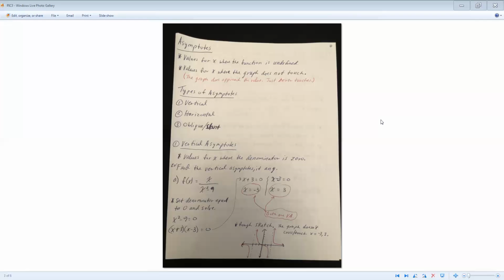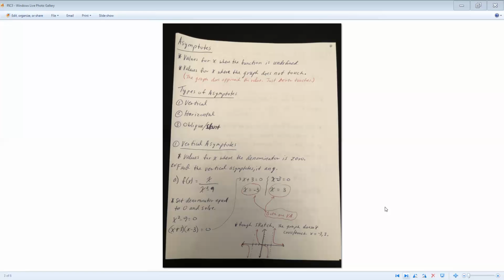So here we have a rough sketch of how the graph would look. We have this imaginary line of x equal to negative 3, imaginary line of x equal to 3. On the left side of x equal to negative 3, you see the graph does approach it. And the same thing happens on the right side, but it never crosses or touches it. Looking at x equal to 3, the graph approaches it on the left side and approaches it on the right side, but never crosses or touches.